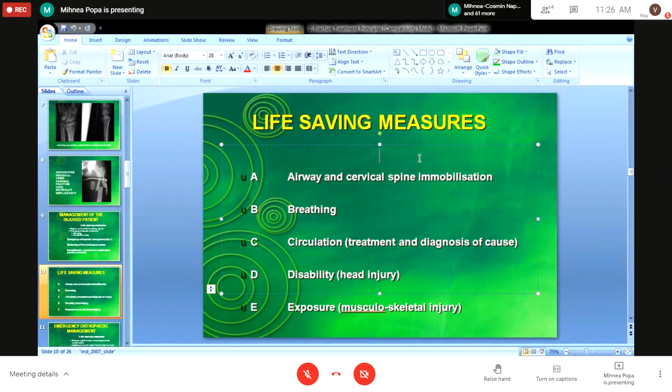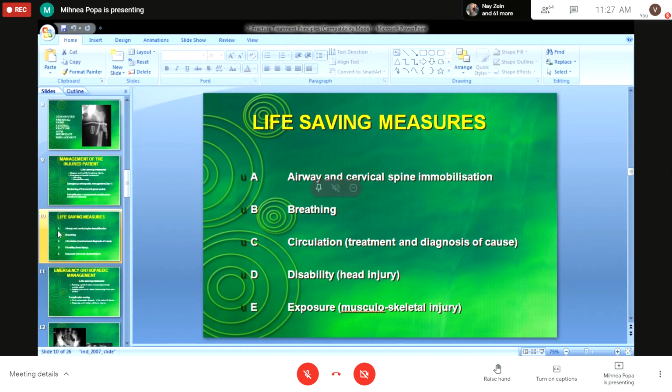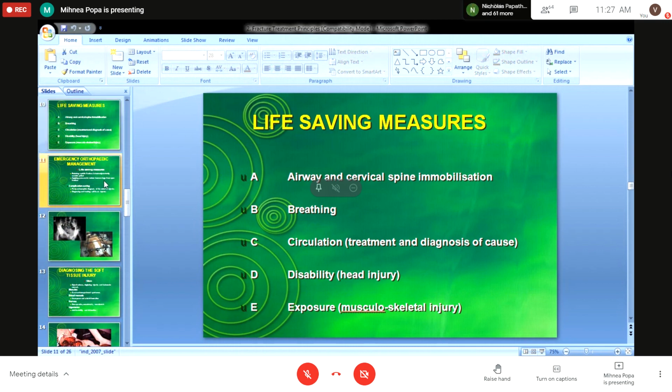So we have to keep in mind this short acronym. So first of all, A is airways and cervical spine immobilization. So we have to see if air goes through his airways or something is there that blocks it. And of course, immobilize his spine. Then we have to be sure that the patient breathes. Then to see if he has circulation. We have to see if he has any head injuries. And after that, we will explore and see exactly the injuries of the muscular system, because these are not things that kill you instantly.